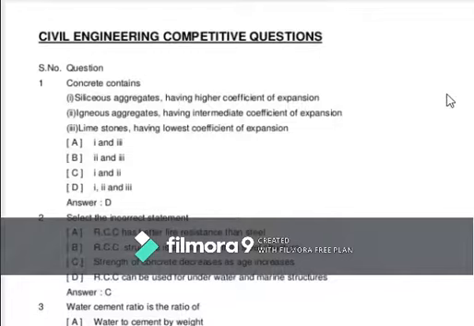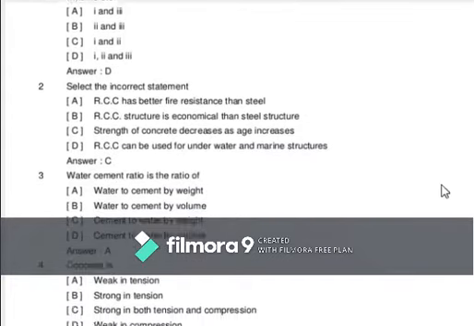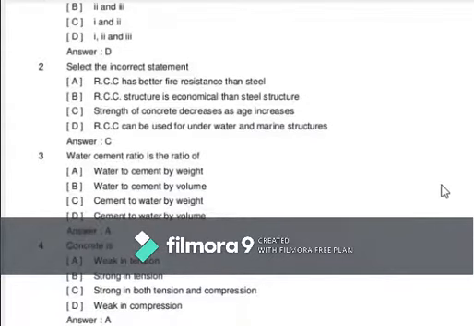Question number 2. Select the correct statement. SSC has greater fire resistance than steel. Structure is economical than structure. Strength of concrete increases. SSC can be used for underwater and marine structure. Here the incorrect answer is option C, because the strength of concrete does not decrease as increases.